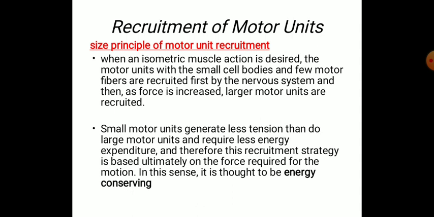As the force demand increases, when we need to carry out large force activities such as walking or running, all of these activities need large force production. When that situation arrives, the large motor units will be recruited. One of the peculiar characteristics of this principle is energy conservation. We don't need to spend too much energy recruiting larger motor units for smaller activities.